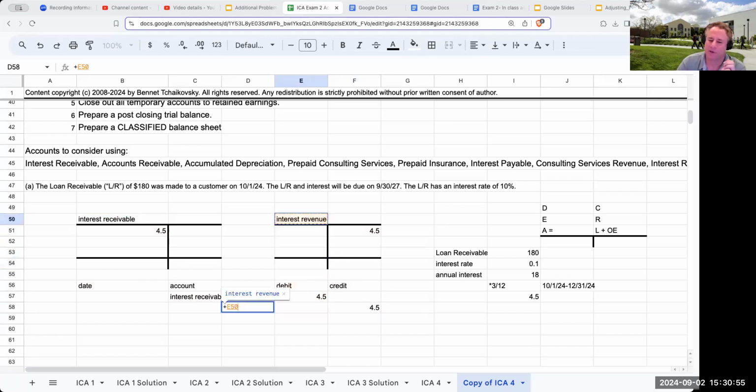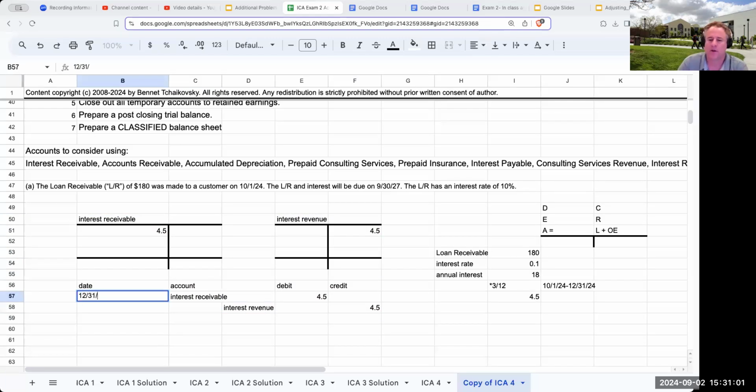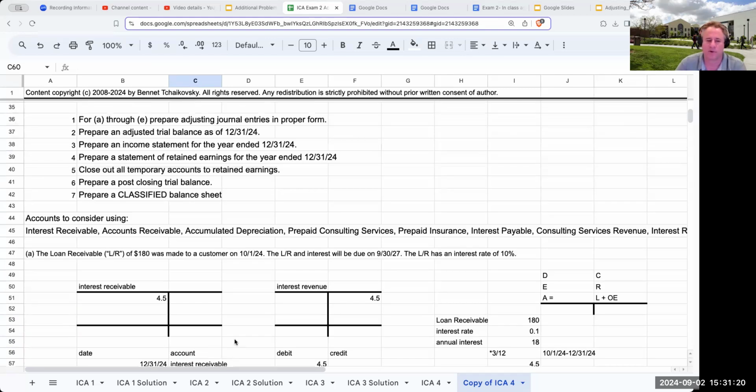Therefore, the account name needs to be indented. If you put it flush and you're in my class, you'll lose points. I need a date. All my adjusting entries are going to occur at the very end of the period, or on 12/31/24, to record interest revenue. As long as you're just describing the transaction, that would be perfect.